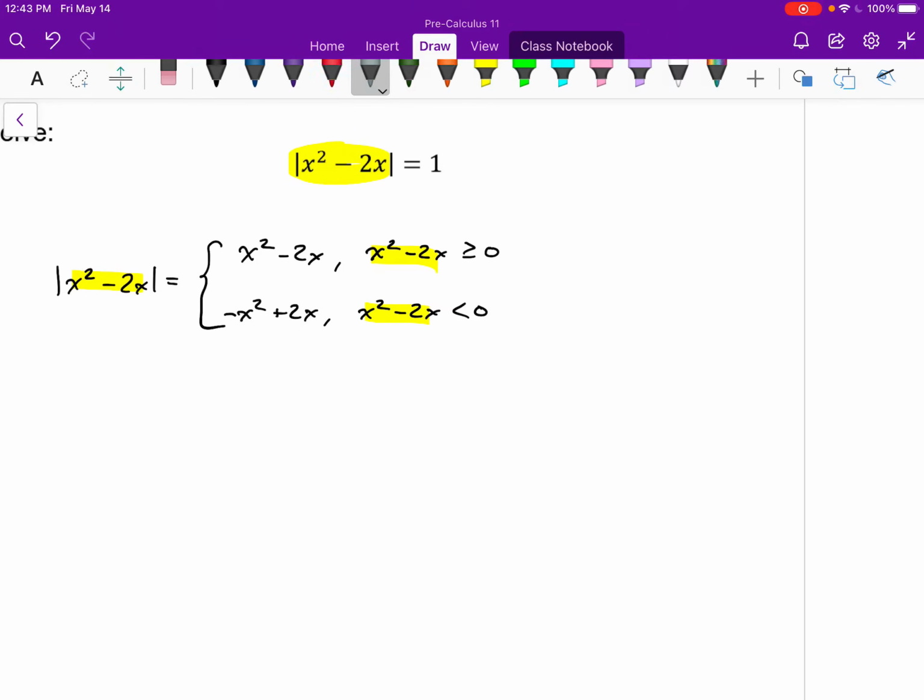Let's quickly visualize the graph of x squared minus 2x. If I look at the graph of x squared minus 2x, so if I take out a factor of x, I can see the x-intercepts. I know there's an x-intercept at 0 and at 2. I can tell that it's opening up.